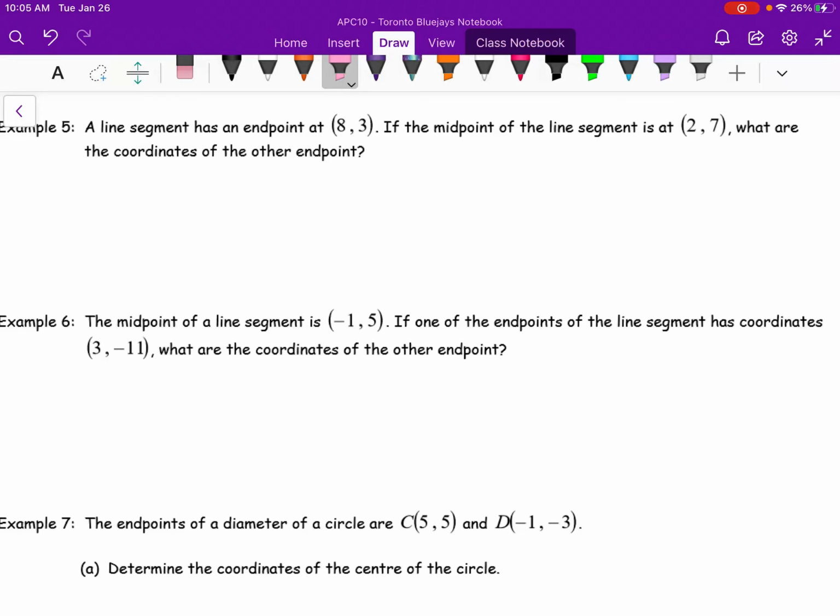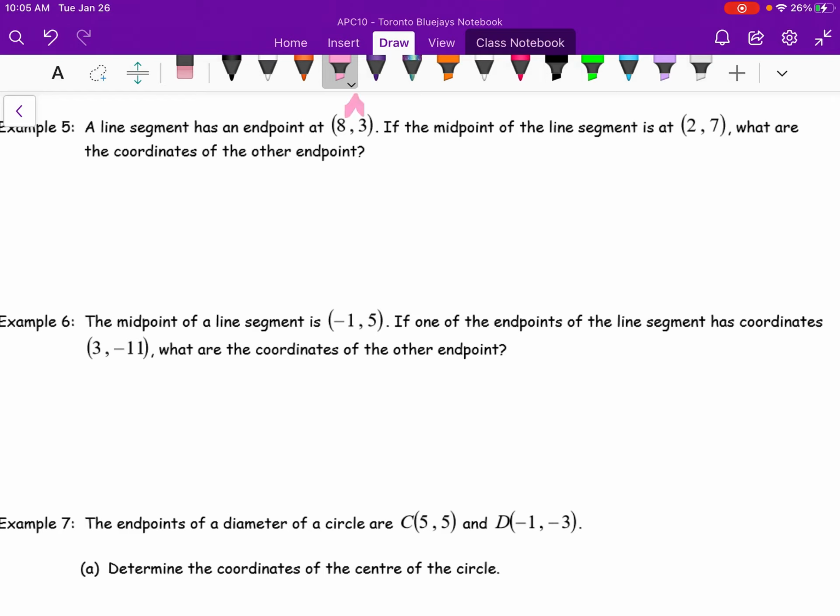So we're going to look at example number 5. A line segment has an endpoint 8, 3. If the midpoint of the line segment is 2, 7, what are the other coordinates of the endpoint? So this question is framing this idea in a different way. It gives you the endpoint.